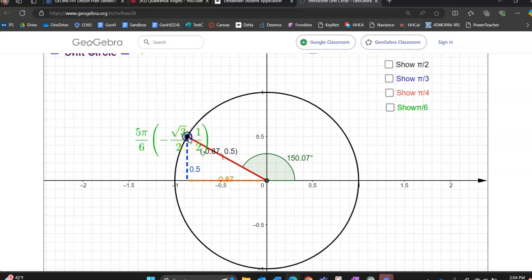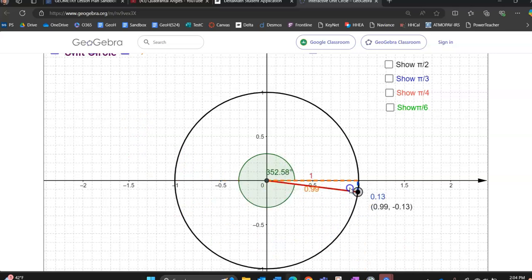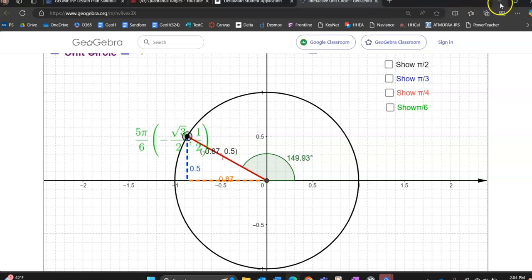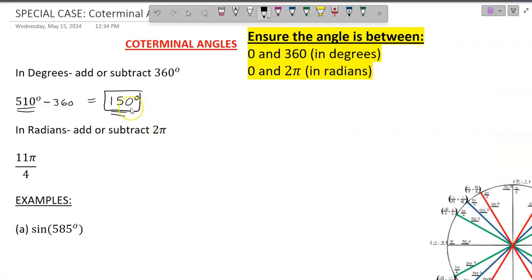Even though 510, here it is, ready? I'm going to go 360, and then I'm going to go an additional 150, which brings me to the same exact place I was anyways. So that's the reason why we want to use this.